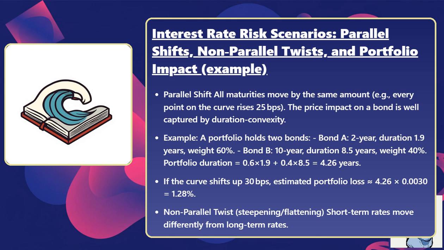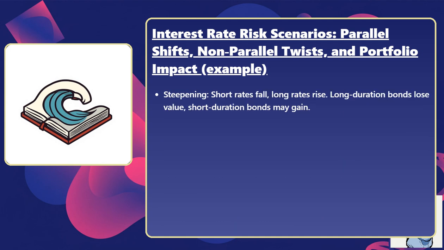Non-parallel twist, also called steepening or flattening. Short-term rates move differently from long-term rates. In a steepening scenario, short rates fall while long rates rise. Long-duration bonds lose value and short-duration bonds may gain.